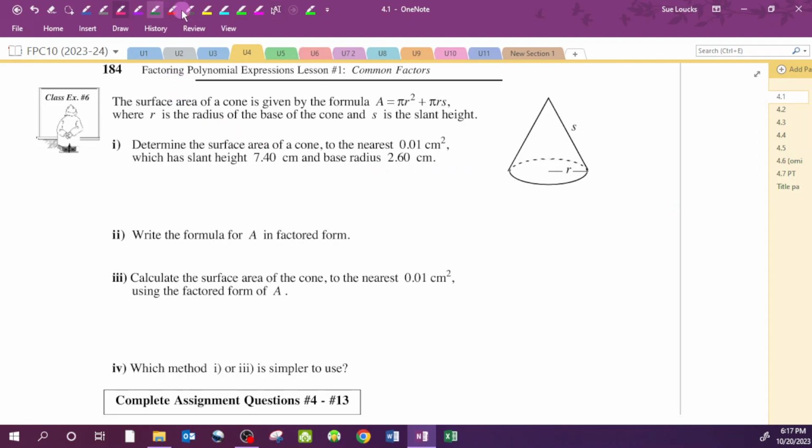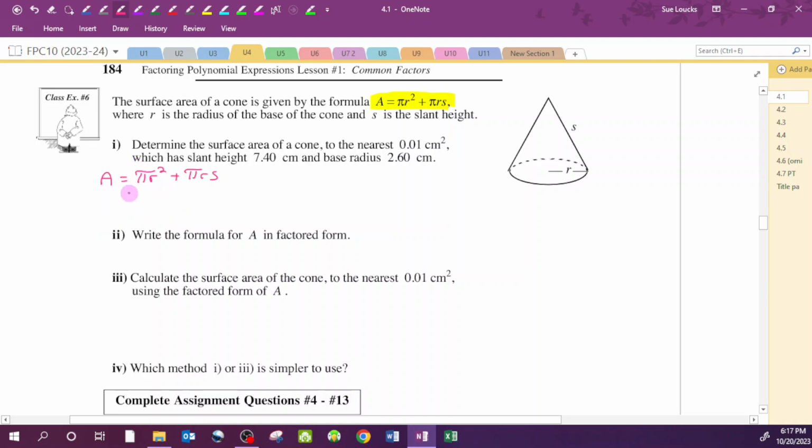So the surface area of a cone is given by this formula, okay? Where r is the radius of the cone and s is the slant height, which is this line here. It's the slanted part of the cone. We are asked to find the surface area of the cone to the nearest 0.01 centimeter when it has these dimensions. So our formula is area equals pi r squared plus pi r s.